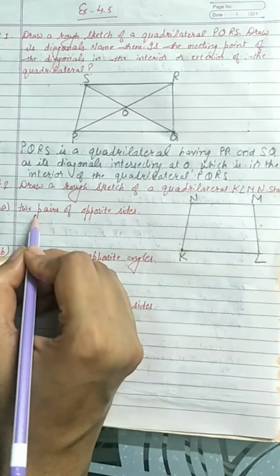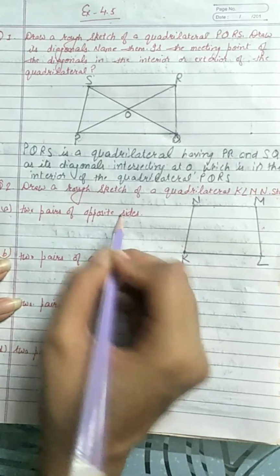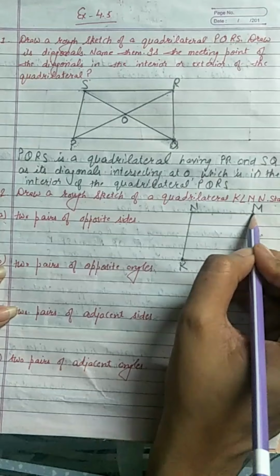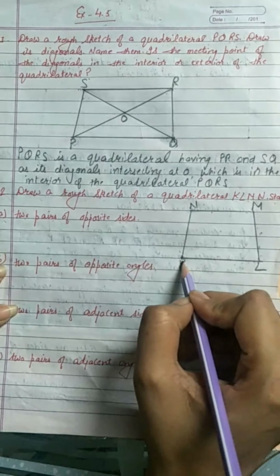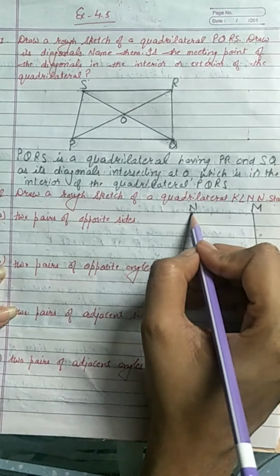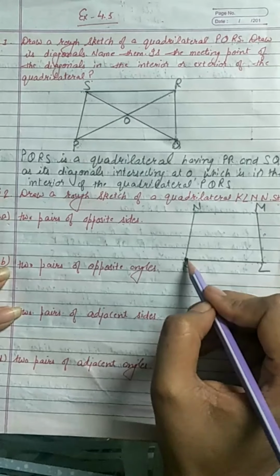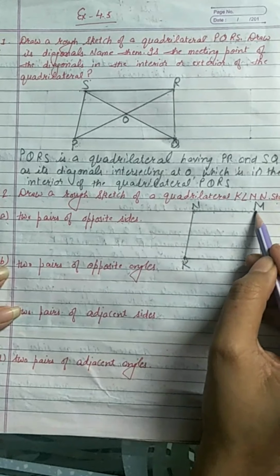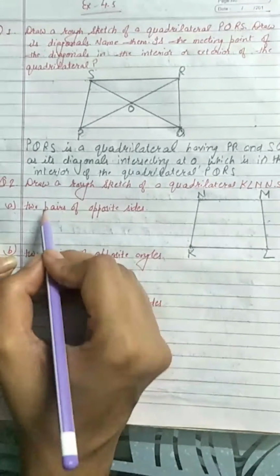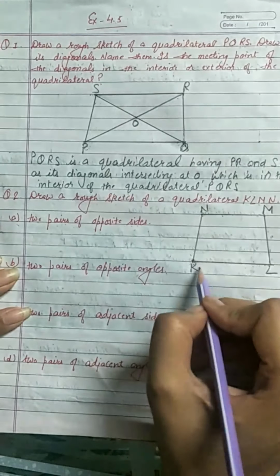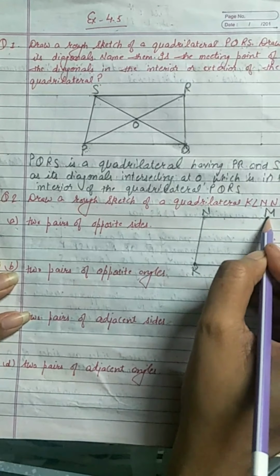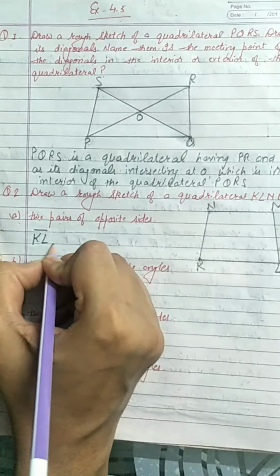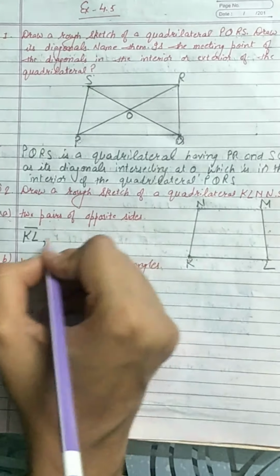Here we have to write the two pairs of opposite sides. See, KL is opposite to NM. So we can say that side KL is opposite to side NM. Similarly, side KN is opposite to side LM. So we have to write the pairs. The first pair is KL and NM, so firstly we will write here KL is opposite to NM.